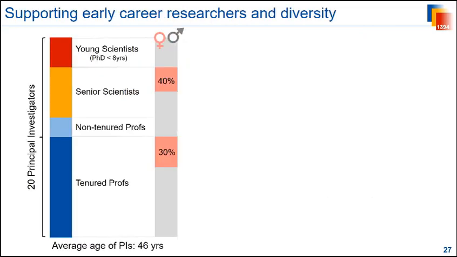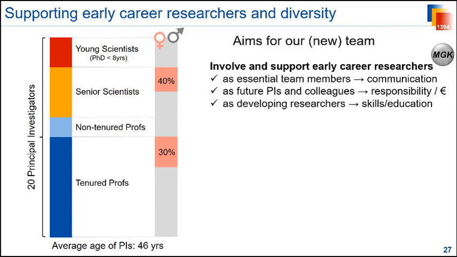Now, the starting team that thought up this CRC consisted of 20 PIs, and now it's our aim to really support and encourage early career researchers and diversity for everyone who joins this new team. And the first thing we do is we really consider our early career researchers as essential team members, as future PIs, future colleagues, and as developing researchers or professionals. And as a CRC, as a structure, we can really provide a uniquely supportive environment.